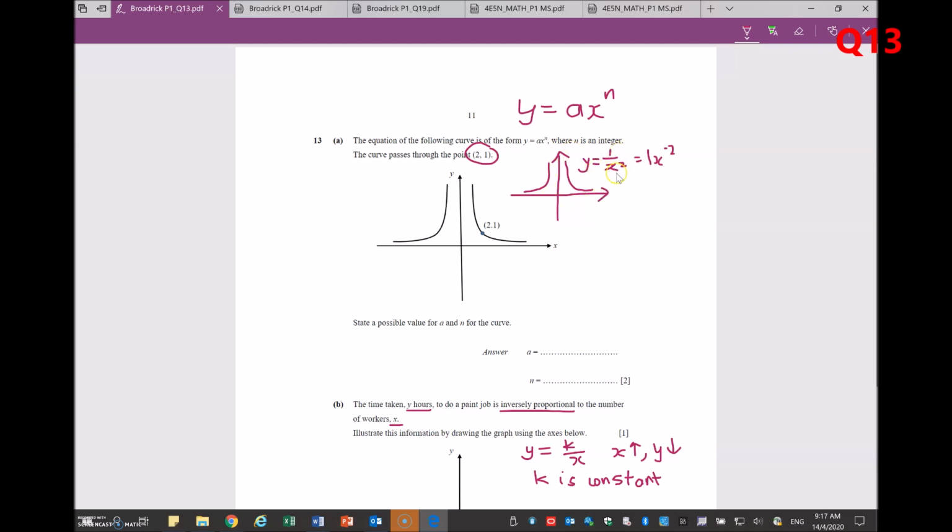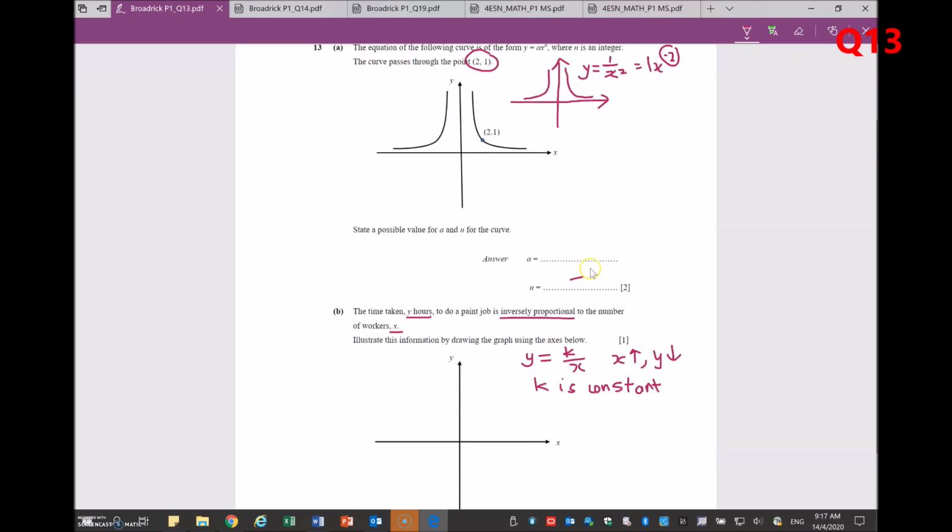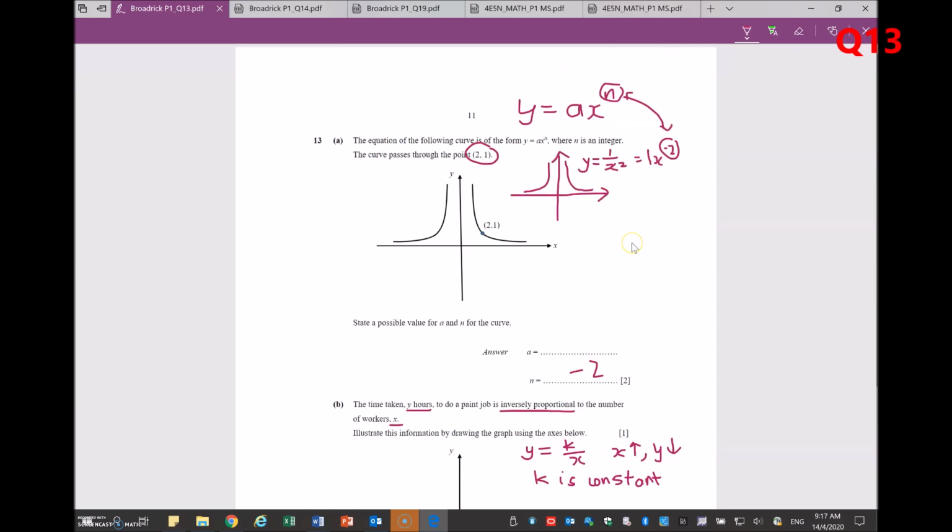And y equals 1 over x squared is actually 1 times x to the power of negative 2, because the equation given to you has x to the power of n. So I want to rewrite this equation into the form x to the power of negative 2. If you compare, you can see that n is equal to negative 2. So that is the answer for n. It is negative 2.